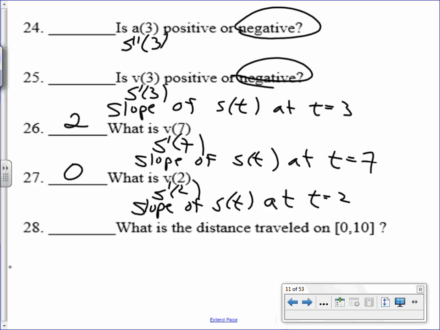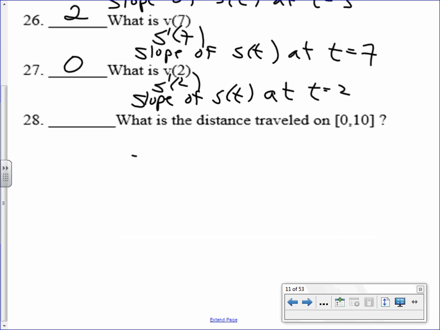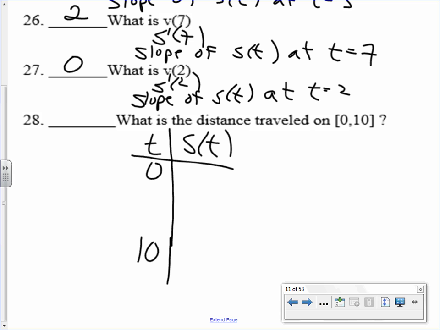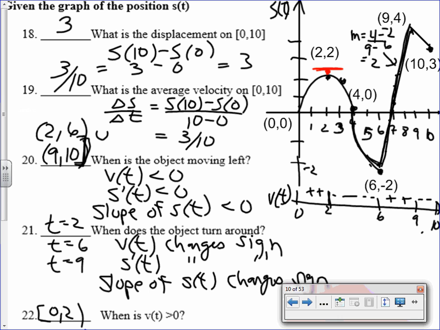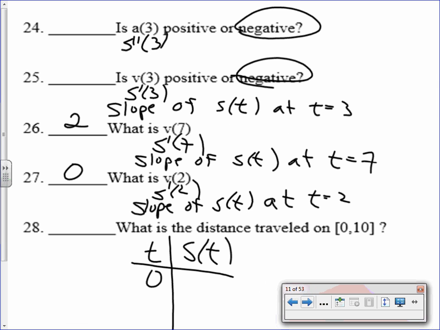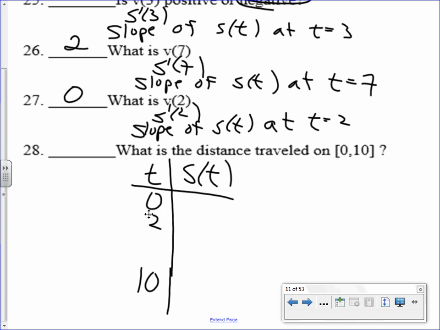Number 28, distance traveled. For distance traveled, you always have to know its position at the start time, at the finish time, and at the turnaround times. Remember, we already found those in an earlier question. We got 2, 6, and 9. Remember that was when the velocity changed sign? So I'm going to have to know its position, not only at time 0, but at 2, 6, and 9. To find these positions, I just have to read the graph.